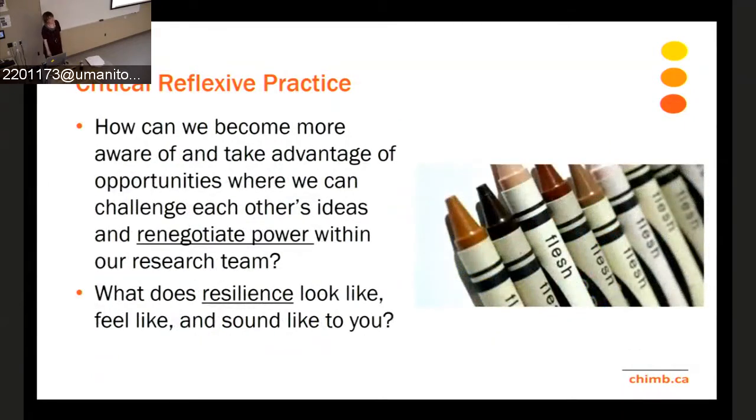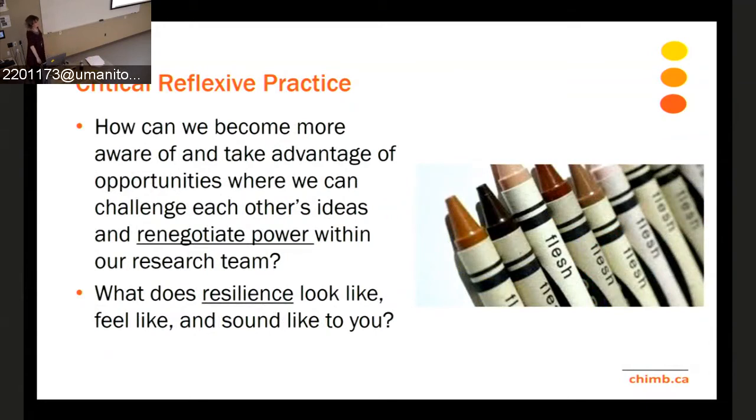How can we become more aware of and take advantage of opportunities where we can challenge each other's ideas and renegotiate power within our research? So this is a good conversation to have, and we need to talk about that. How can we safely say to one another, listen, what you're saying right now does not resonate with me, or you're behaving in a way that is very top down, and you need to take a step back? How do we have those conversations?